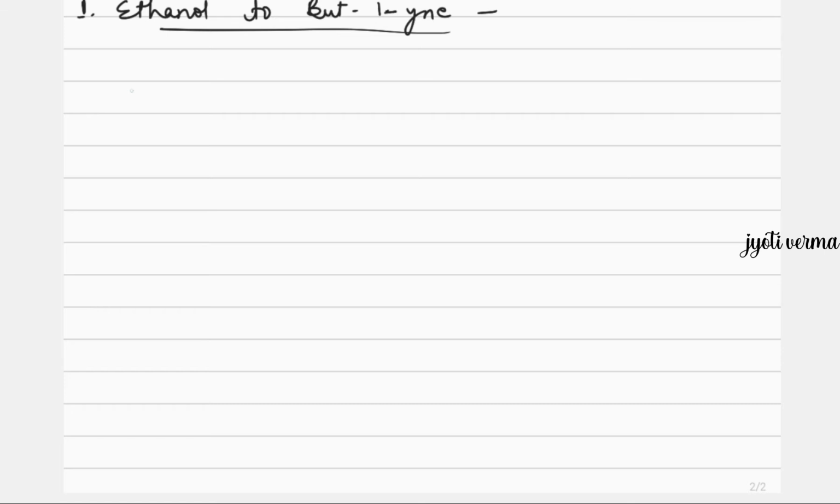Okay, now let's start with question number 11. What are the parts in question number 11? First part I am starting with, that is ethanol to but-1-yne. Please mind it, whenever we are supposed to do any conversion, the first step is to write the formula of the reactant and the product. Like we have ethanol, that is C2H5OH, and this C2H5OH we are supposed to convert to but-1-yne, 1, 2, 3, 4, right? And 1-yne means this. Now you can complete the formula, this. So we are supposed to convert ethanol to but-1-yne.